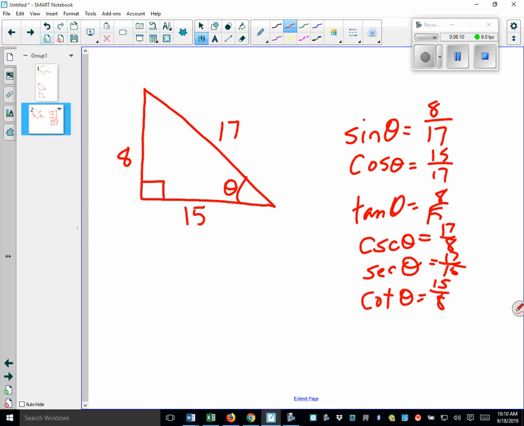Do those have to be reduced? Yes. If they're not reduced, they are wrong. You have a calculator sitting on your desk that will reduce it for you. Right? Okay with this? Find the exact value.